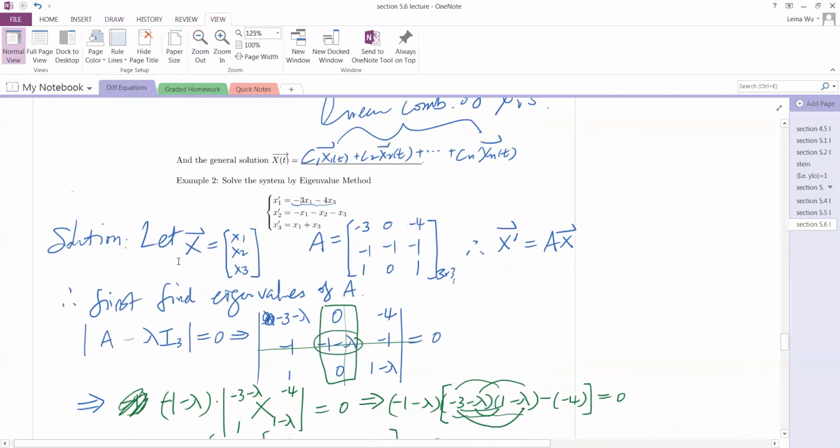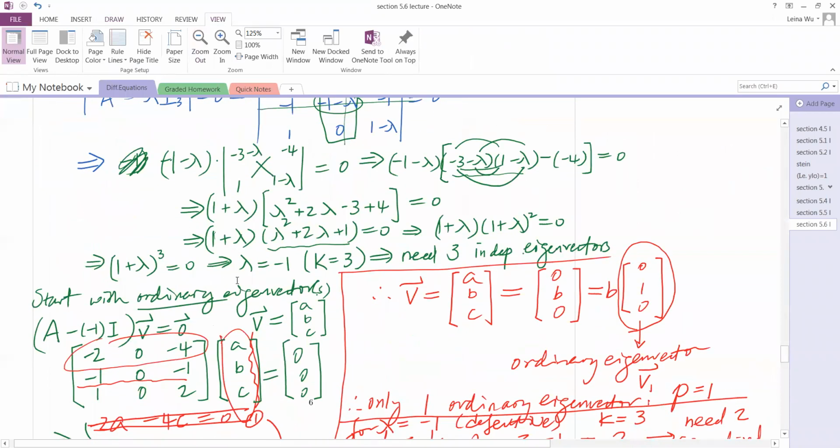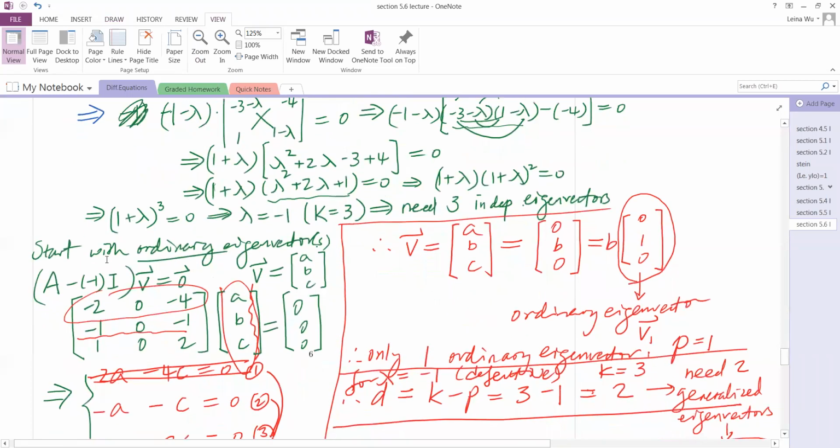So we started with finding the coefficient matrix A and finding its eigenvalue. In this case, we find the eigenvalue will be -1 with multiplicity 3. So we understand we need 3 linearly independent eigenvectors. And then we look for the ordinary eigenvector by using our ordinary method, right? (A - λI)V = 0, and you solve for V.